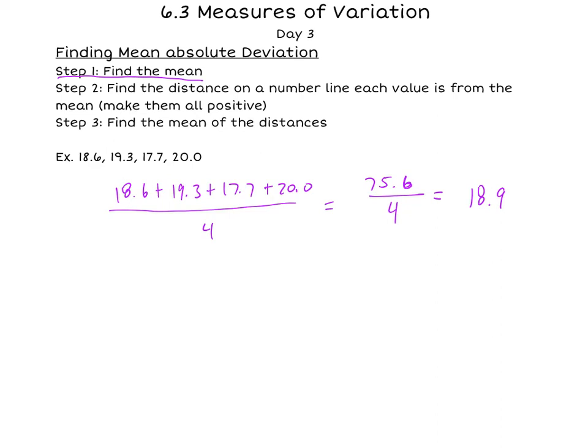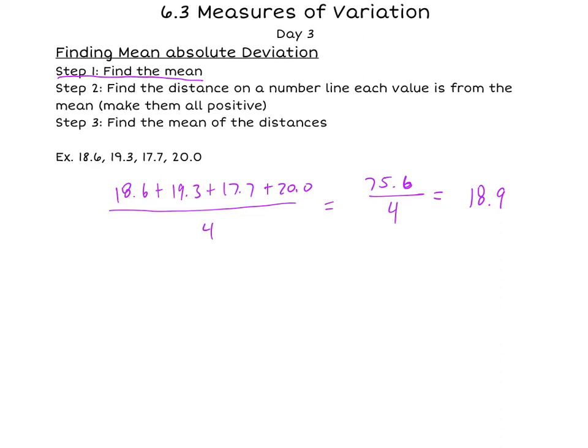Find the distance on a number line each value is from the mean. And then make them all positive. I know that sounds confusing. You're going to do a subtraction problem. You're going to use your calculator, so that it's very simple, easy to do. You're going to take your mean of 18.9, and you're going to subtract each of these numbers from it to get a new number. But you're going to make all of your answers positive. If your calculator says a negative number, you're going to write it as a positive number. That's what absolute means.